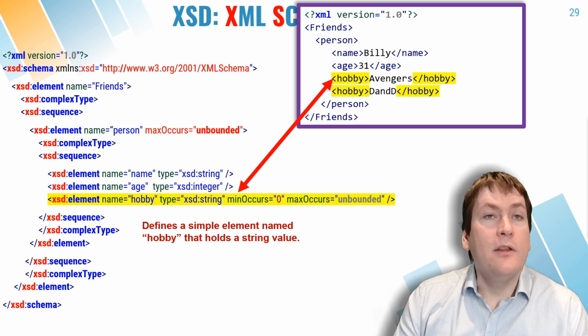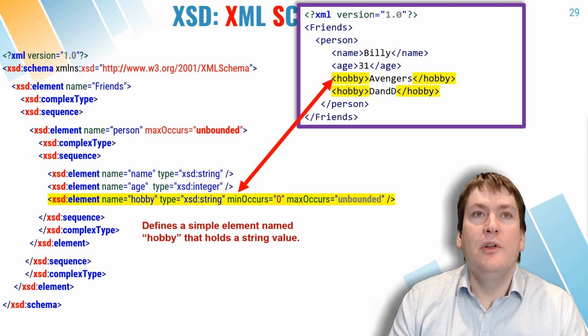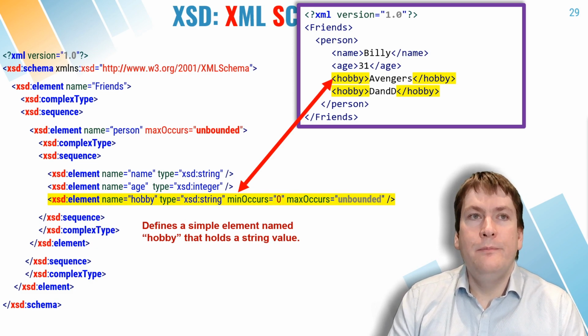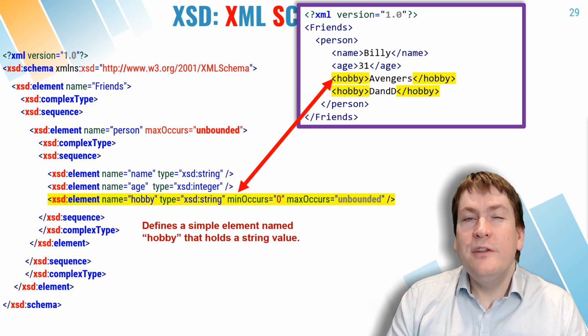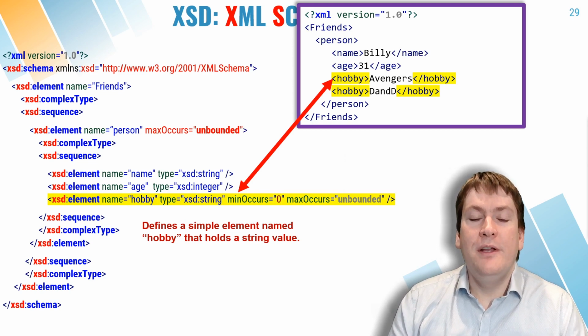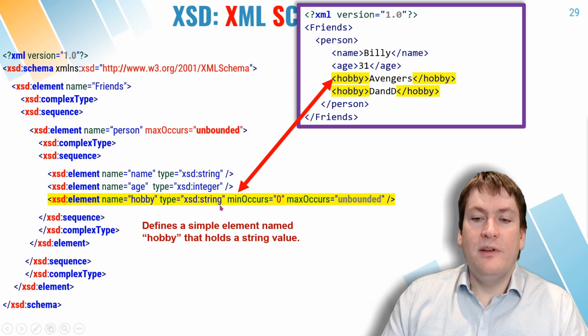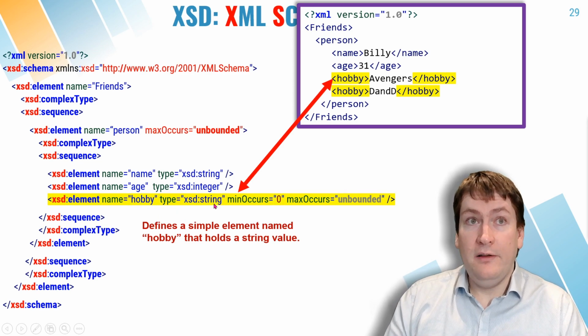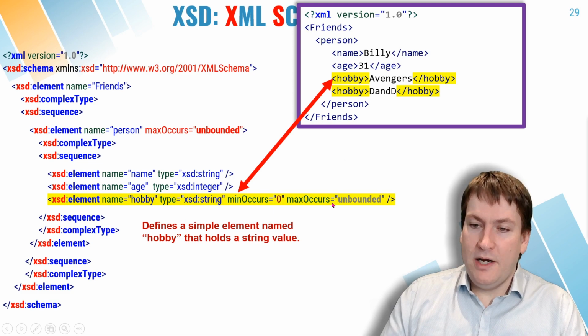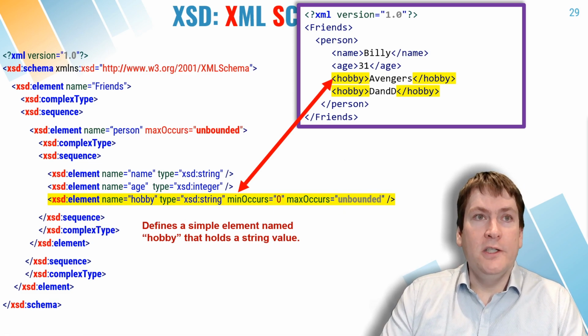Now the hobby one's a little bit more interesting because it can occur more times. We see in the example on the right here that it occurred twice, saying that this person has 2 hobbies. So we still define it similarly. It's still considered a simple element because it's only storing data, even if it can occur multiple times. We use the name argument to call it hobby. We use type to say that's a string because it's storing text. And we add minOccurs and maxOccurs because this can occur a different number of times than the default.